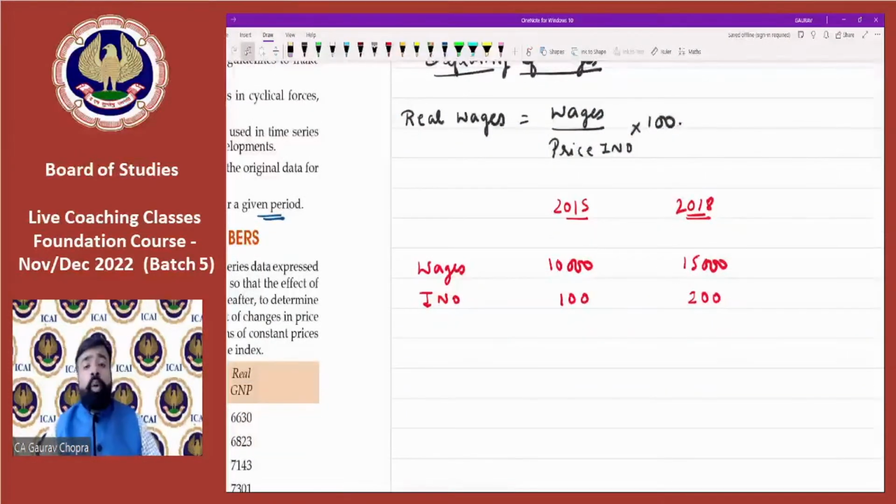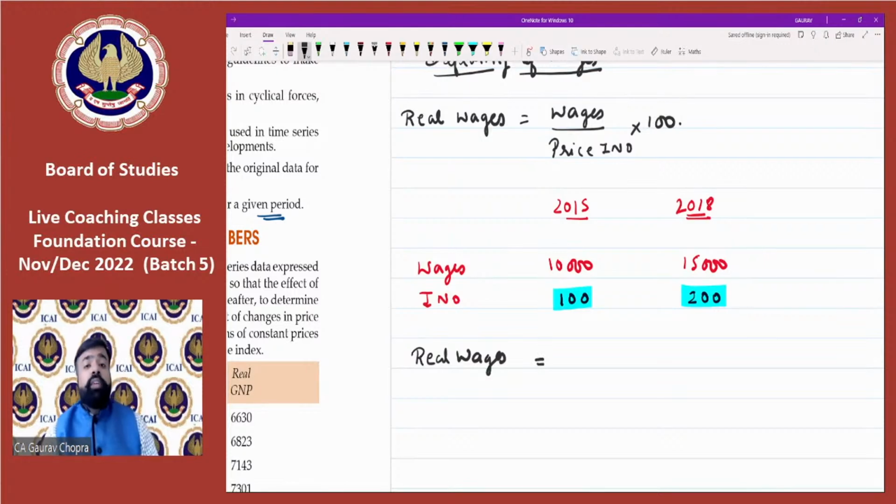In order to find out the gain or loss, we have to compare both of them. Now, in order to compare, we have to see that the inflation must be same in both the years. That means they must be on the same ground for comparison. So clearly, 2015 is having index number as 100, so this is the base year, whereas 2018 is having 200 as the index number. So that is why there is a problem. We cannot compare them directly. So for comparing them, we have to find out real wages first.